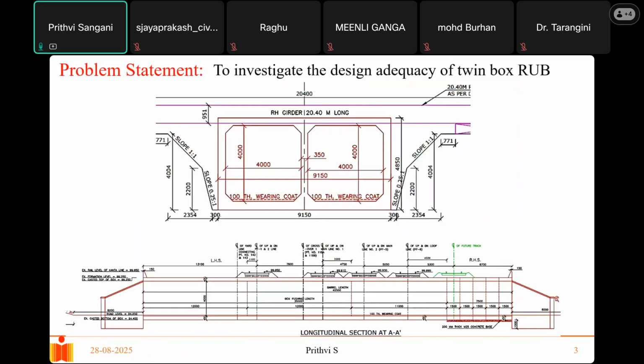They went and designed this. You can see this is a two-way bridge, a two lane. This is one cell and this is another cell. There is another one which is also existing, but right now they wanted to construct a two lane, two cell box culvert.